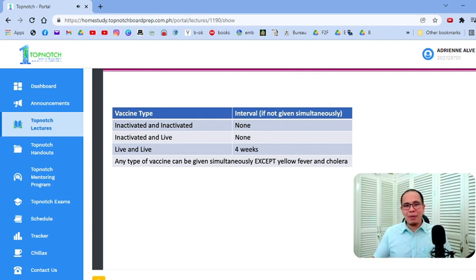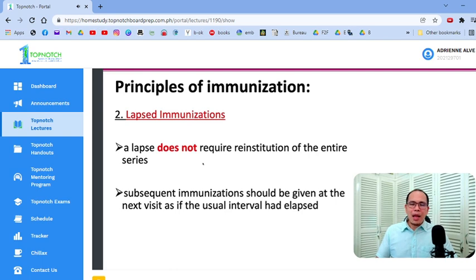Is that clear? And it makes life very simple. Dali lang pala. No? Tama? Diba? So, yun lang yun. Wala kayo ibang kailangan tandaan. Okay? So, yun lang yun. Vaccine combination. That's easy. Okay? Next, lapse immunization, catch-up immunization.